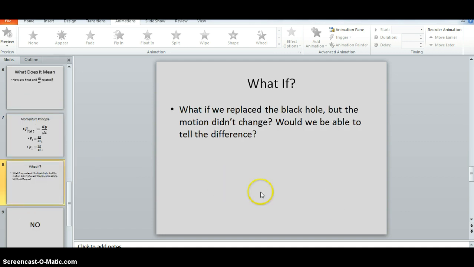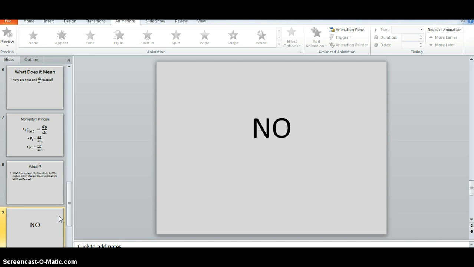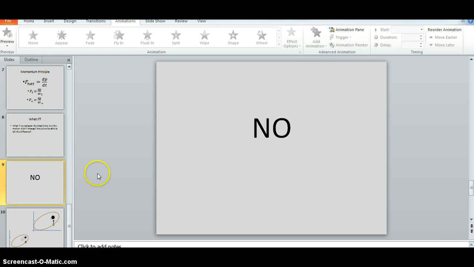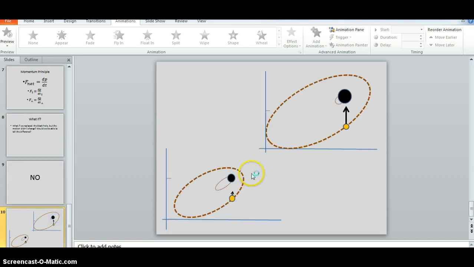The what if question was, what if we replaced the black hole but the motion didn't change? Would we be able to tell the difference? The answer is no. In order for this motion to remain the same with a different black hole, the black hole would have to be of the same mass as the original star. Otherwise, the force would be greater and the speed would increase.